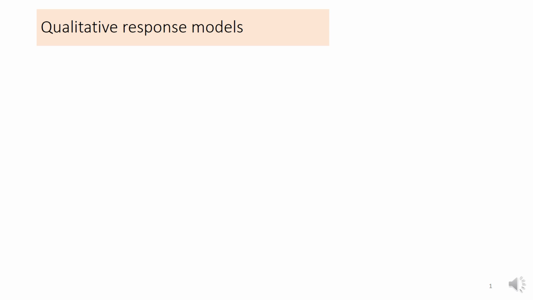Alright, in this lecture, we want to talk about qualitative response models. A qualitative response model is where the dependent variable is qualitative in nature. It is not quantitative, but rather qualitative in nature. When we talk about a qualitative variable, it can either be a nominal variable or an ordinal or ranking variable.